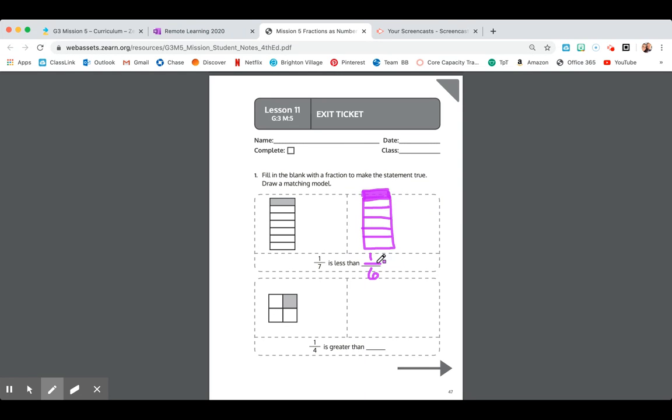And even though my drawing's a little bigger, we can still see that the 6 pieces are larger than the 7 in size. So 1/7 is less than 1/6. 1/4 is greater than. Greater than. The bigger the denominator, the smaller the piece. So I can think of any number that is bigger than 4. So let's say eighths, right? So 1/4 is greater than 1/8.